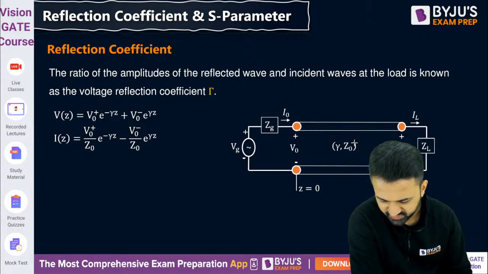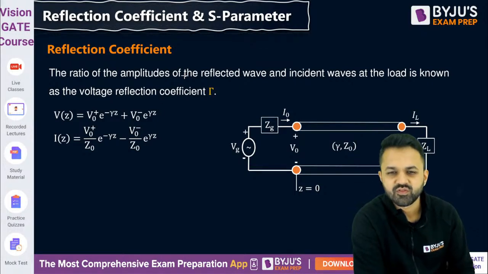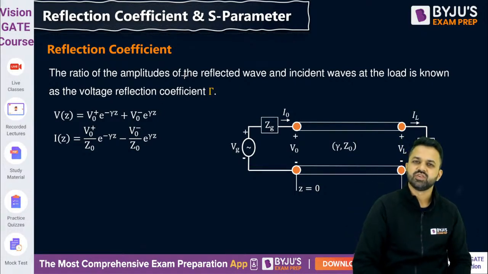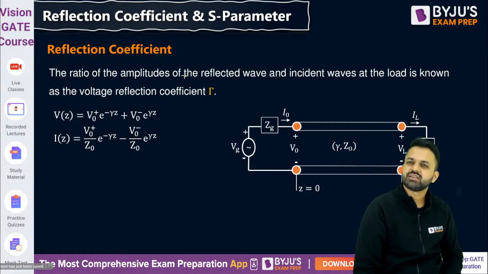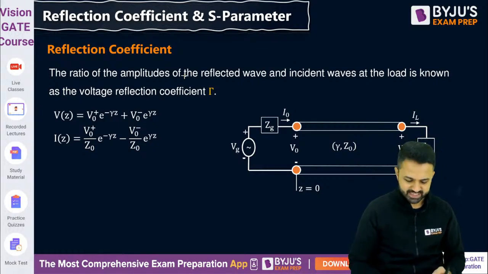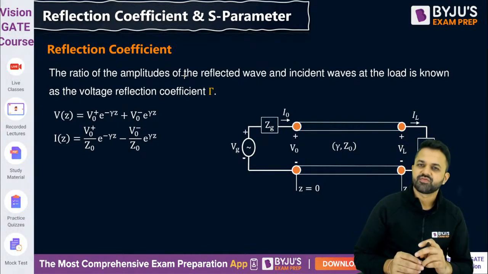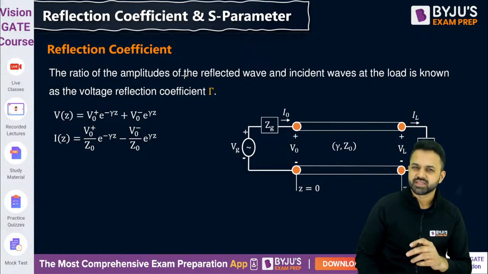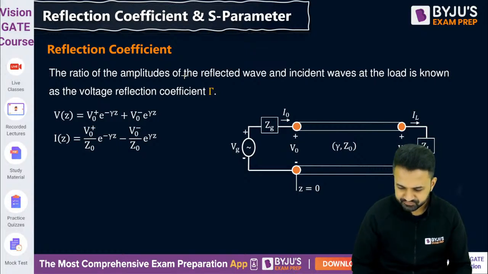Yes, Akansha, good evening. So guys, first of all, what is reflection coefficient? We calculate the ratio of the reflected wave divided by the incident wave, and the ratio of the reflected wave divided by the incident wave is nothing but the reflection coefficient.